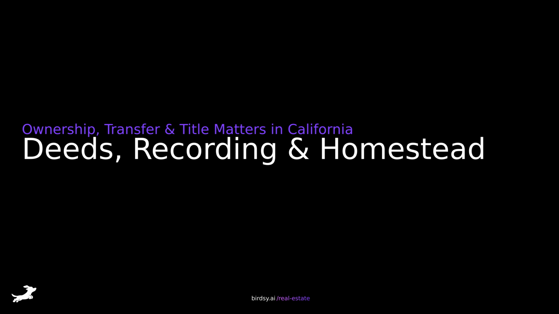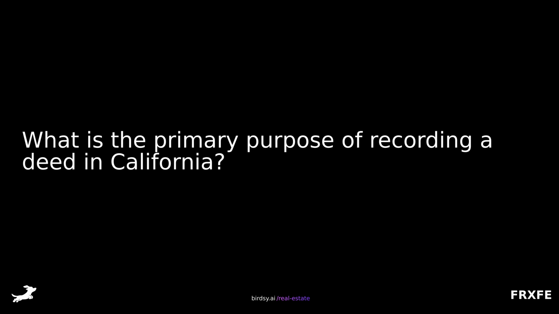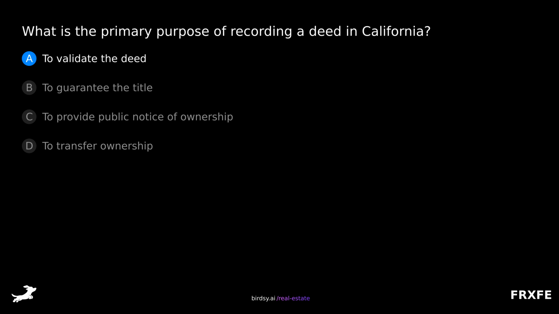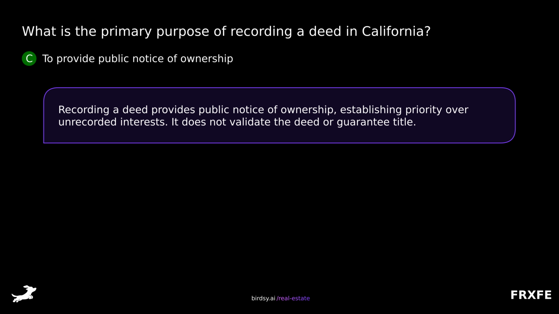Deeds, recording, and homestead. What is the primary purpose of recording a deed in California? Is it A, to validate the deed, B, to guarantee the title, C, to provide public notice of ownership, or D, to transfer ownership? The answer is C, to provide public notice of ownership. Recording a deed provides public notice of ownership, establishing priority over unrecorded interests. It does not validate the deed or guarantee title.